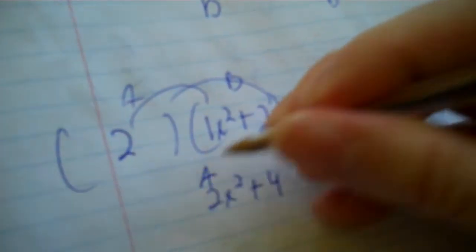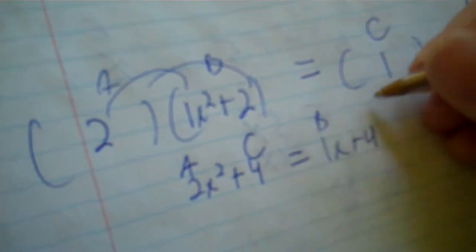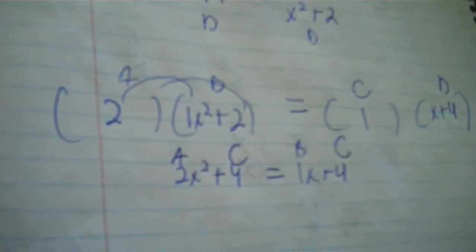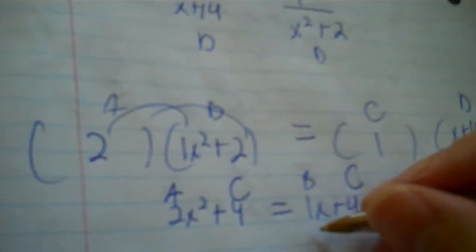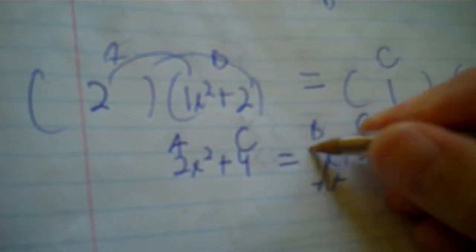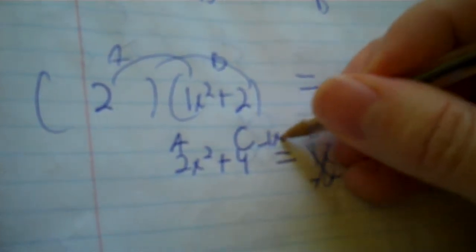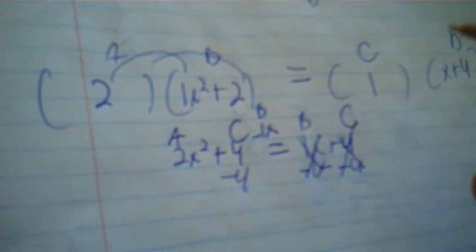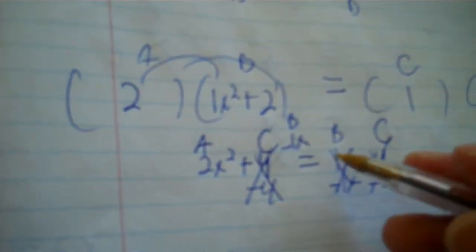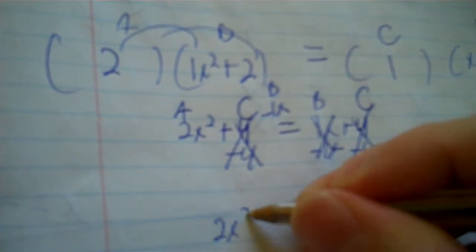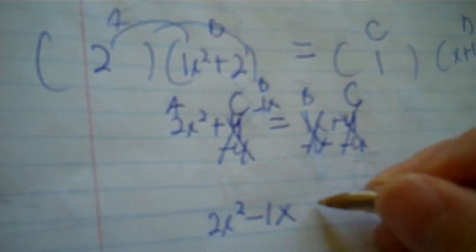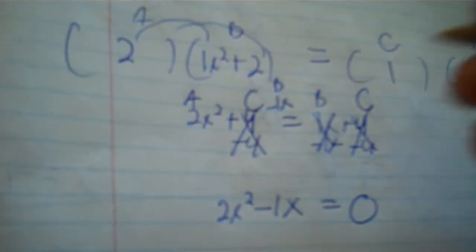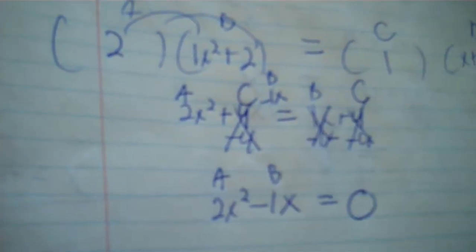So we have A, that's a C, that's a B, that's a C. With A, B's, and C's, you have to line everything up to one side. So minus 1x, I don't have a B there, I'll just put it beside it. And then minus 4. So that means I end up with 2x to the second minus 1x equals 0. Because I have my A, my B, my C's made 0, so I got rid of that.